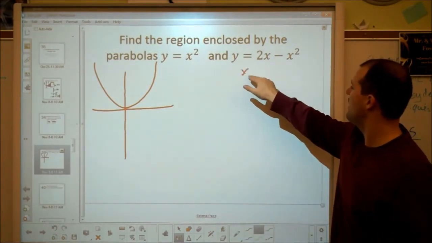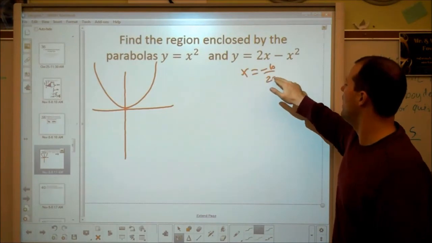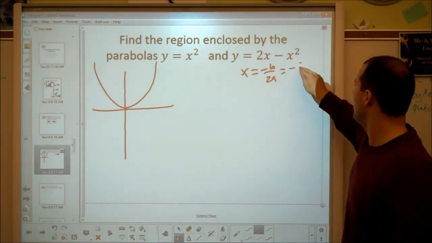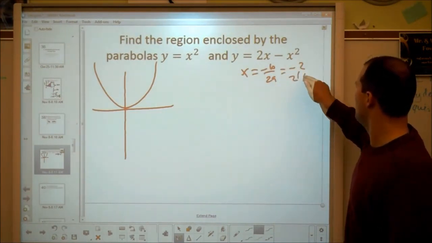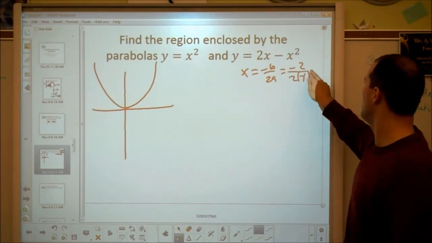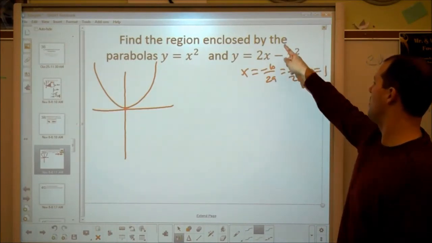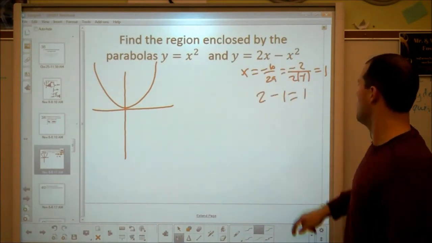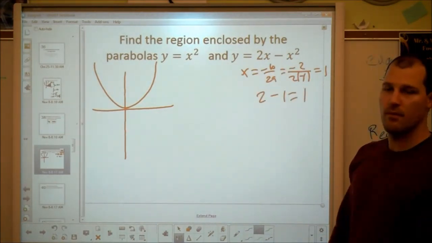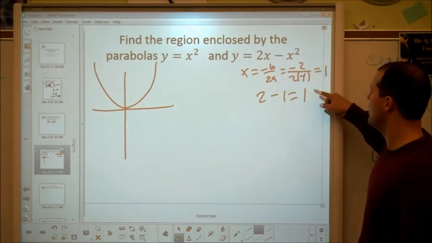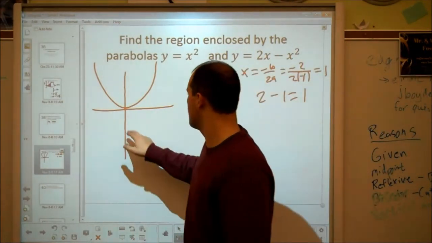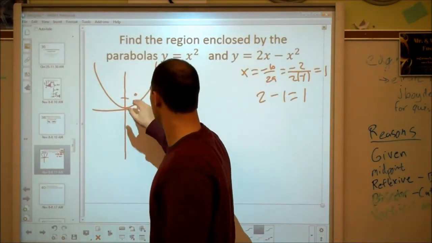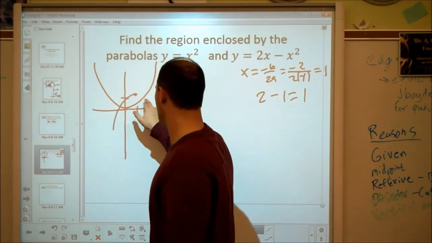So remember, the vertex is negative b over 2a, so negative b would be negative 2 over 2 times negative 1, and that would equal 1. I'm going to plug that back in and see what I get. I get 2 minus 1 equals 1. Okay. Looks like the vertex is at 1, 1. And it's some sort of a downward parabola.